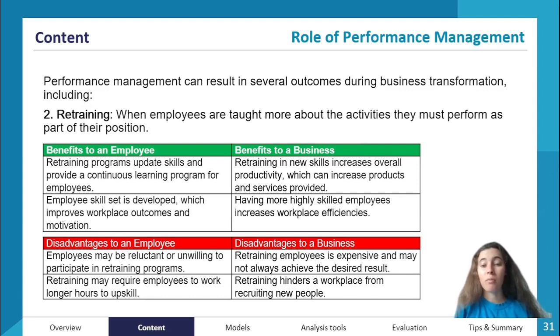Then some benefits to business. We've got increasing productivity, and then that can also have flow-ons with increasing the products and the services provided, the sort of value and the efficiency and the effectiveness of those products and services, and then that can result, of course, in more income. And then having more highly skilled employees can just increase efficiencies and, of course, the bottom line in terms of increasing the revenue.